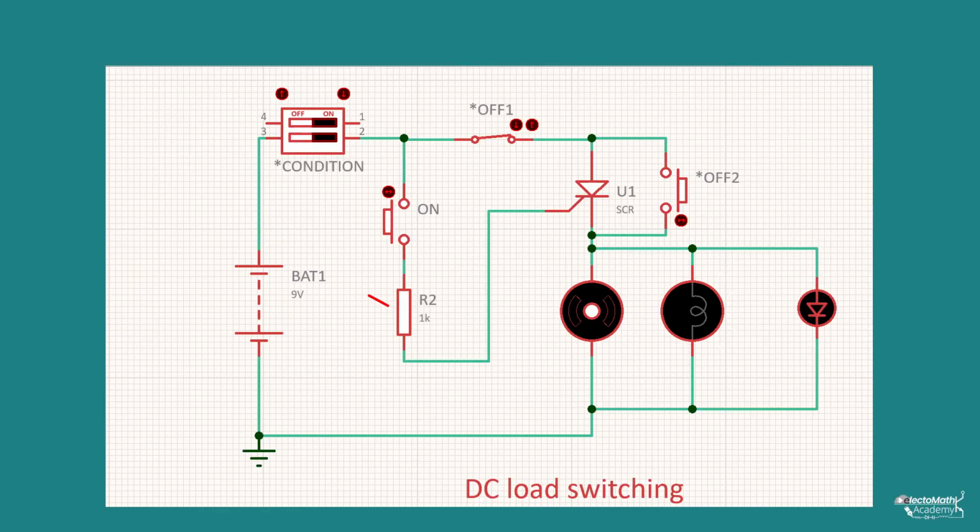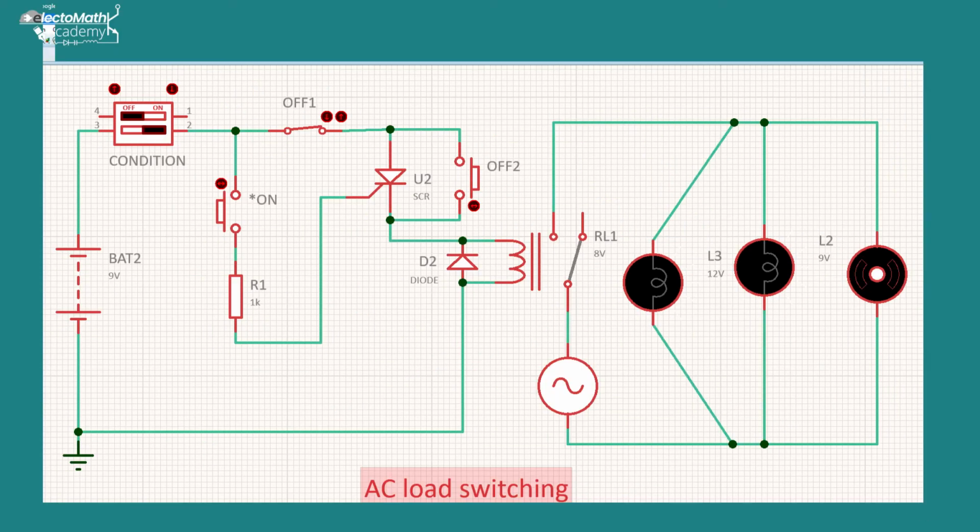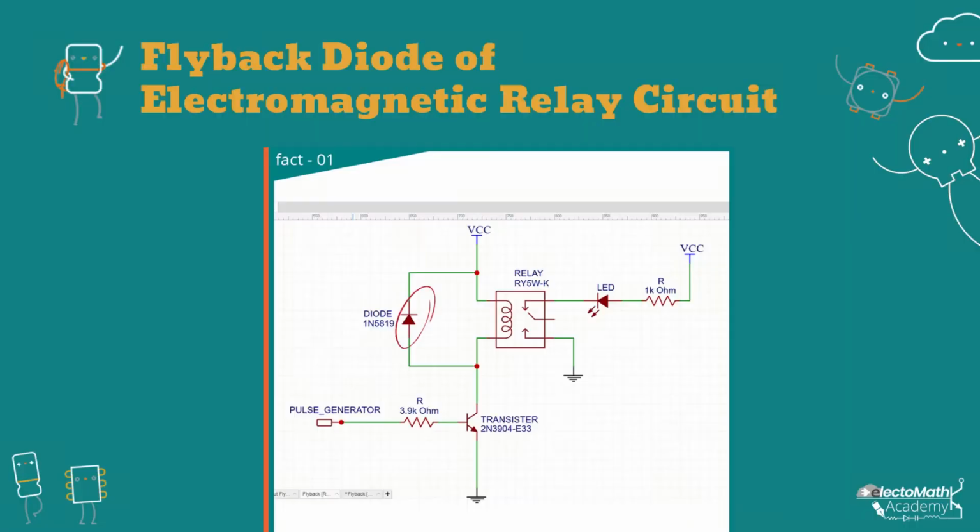With the previous circuit, you can control an AC load. If you want to control an AC load with the SCR, you have to use an electromagnetic relay. So this is the electromagnetic relay, and this one is the flyback diode of the electromagnetic relay. And you also know why we use a flyback diode with an electromagnetic relay. If you don't know, don't worry. In our previous video, we explained the flyback diode, and you can watch our previous video.